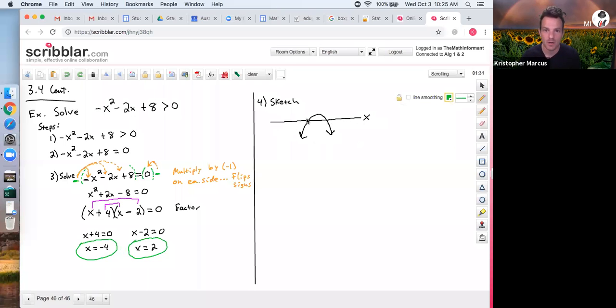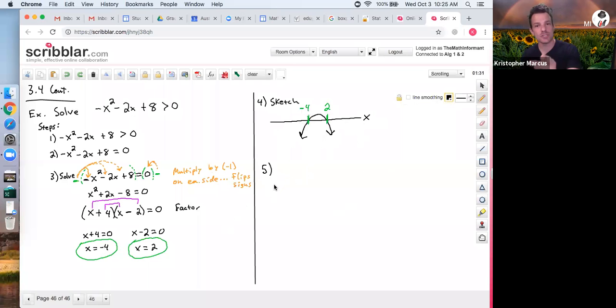We'll put tick marks. Careful, which one is which? -4 should be over to the left. +2 should be to the right. All right, we're almost done. Almost there. Last thing here, step 5.